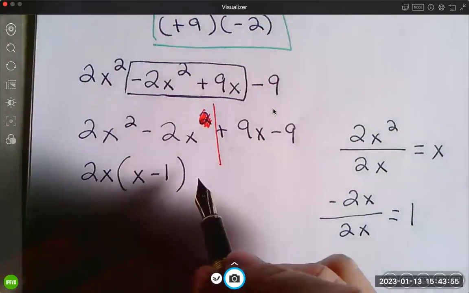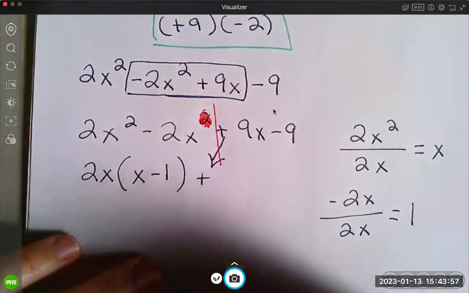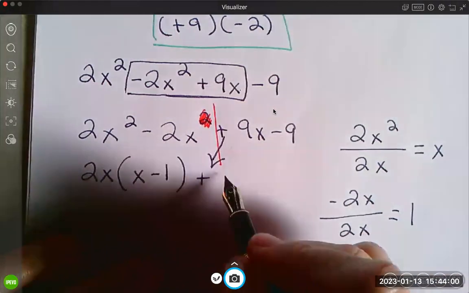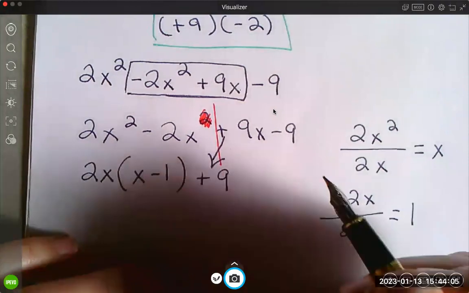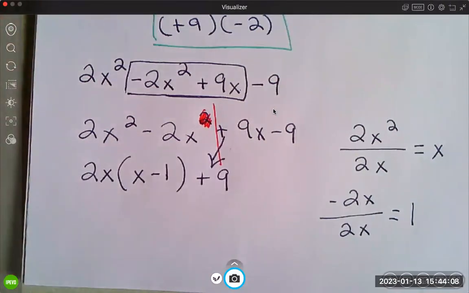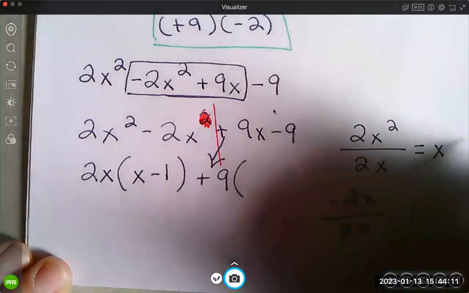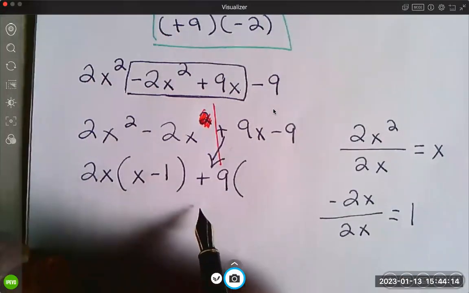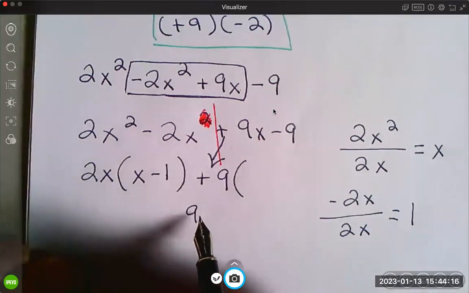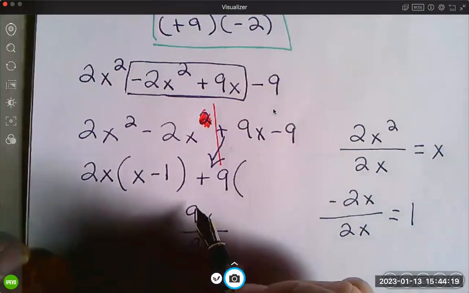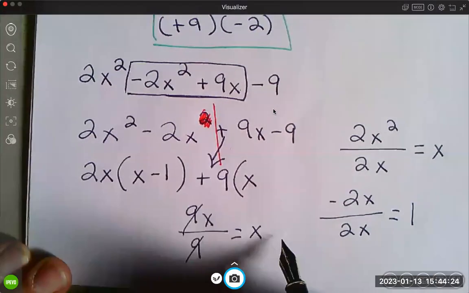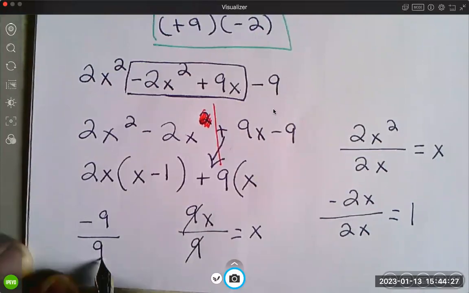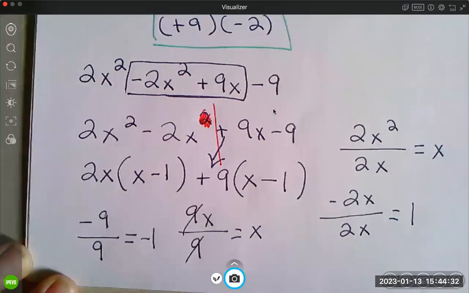Okay, now for the right side. Plus, you just copy that sign down. Well, 9x and negative 9, obviously 9 is the greatest common factor. And they don't both have an x, so you can't factor out an x. If there's no x, it can't be factored out. Okay, so now I'll do my scratch work down here. So what is 9x divided by 9? Well, that just equals x. And then what is negative 9 divided by a positive 9? That is negative 1. Okay.